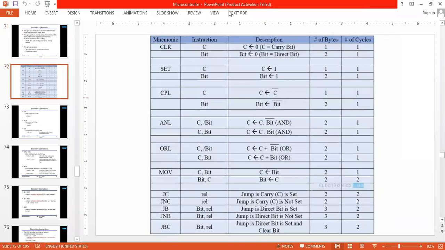So here we have some of the instructions along with which bit we can use. Say the first instruction is going to be CLR. CLR stands for clear. In here with CLR, either a C can be written, C is a carry bit, or directly the address of the single bit, whatever the direct bit is there.